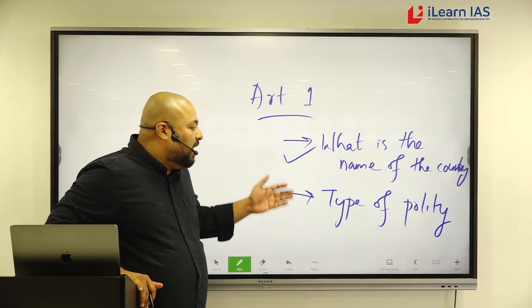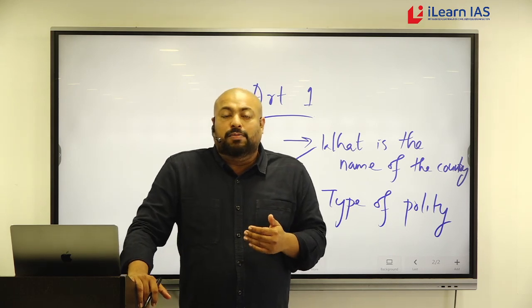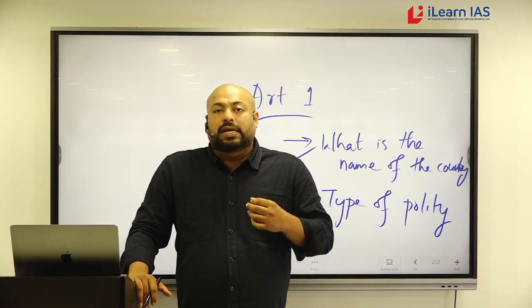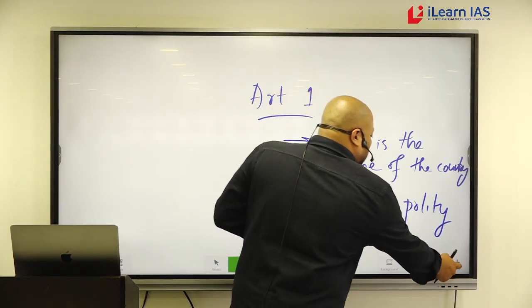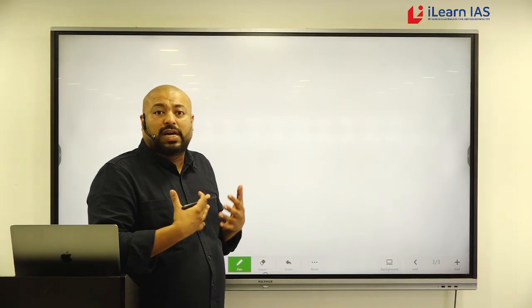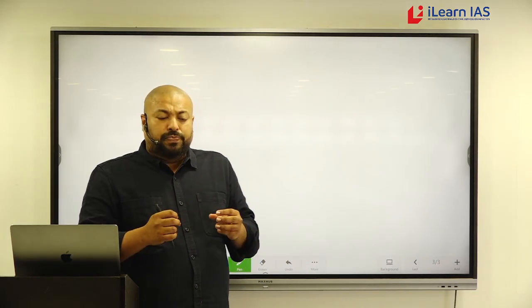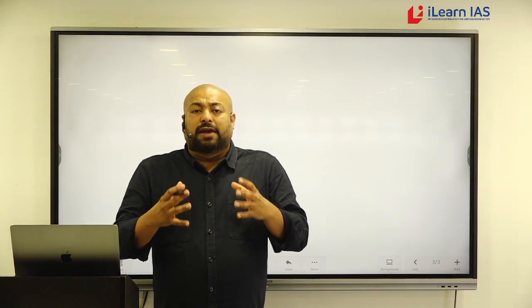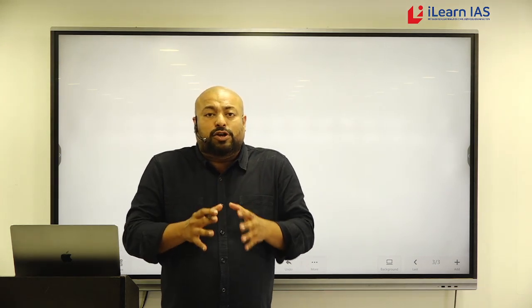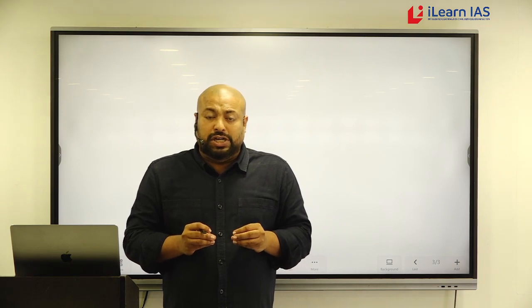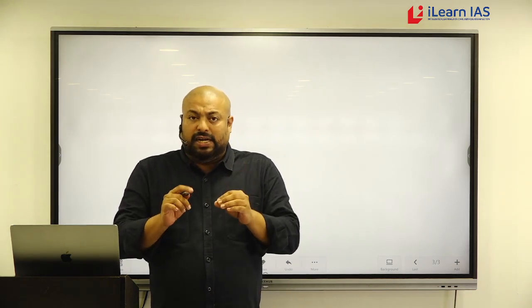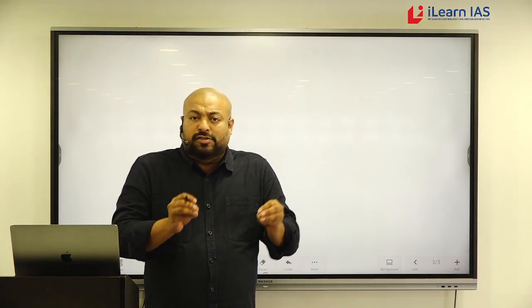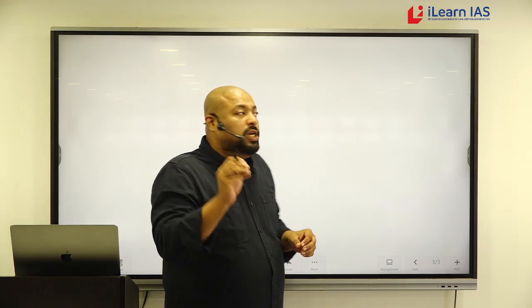Now let's look at the second one. It also gives an idea about the type of polity. Okay, what do you mean by polity? Polity means the political system that we are going to have. So India is going to be a federal country. But instead of identifying ourselves as a federation, the first article says that India, that is Bharat, shall be a union of states.